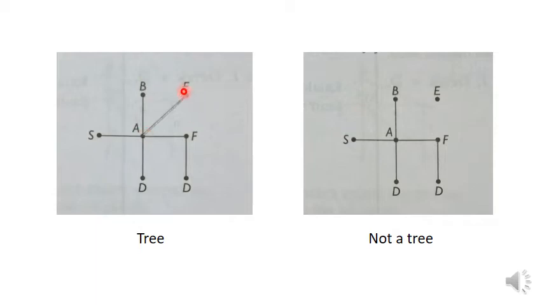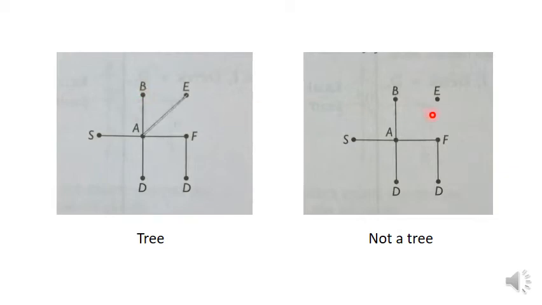Next, vertex E is connected with vertex A. Next, vertex F is connected with vertex A. Next, vertex D is connected with vertex F. Next, vertex D is connected with vertex A. Next, vertex S is connected with vertex A. So all the vertices are connected. So this graph is a tree.